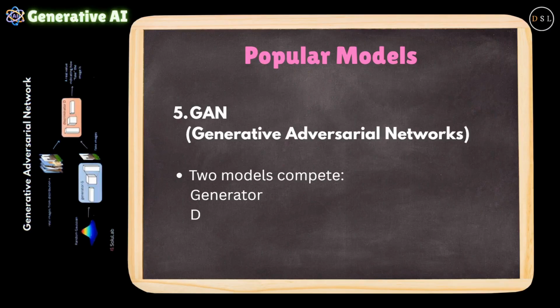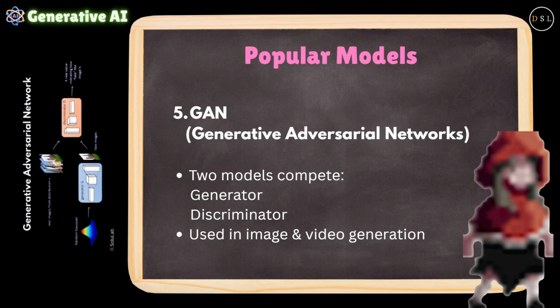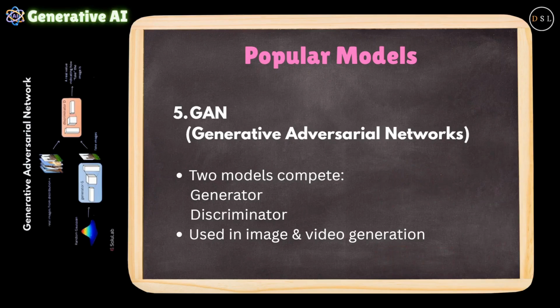Next are generative adversarial networks. Before diffusion models became popular, GANs were widely used for image generation. GANs work using two competing neural networks. The first is the generator that creates the fake images. The second one is the discriminator. It tries to detect if the created image is real or fake. They continuously challenge each other. The generator keeps improving until the discriminator can no longer tell the difference. And this competition leads to extremely realistic images, videos, and even deepfakes.